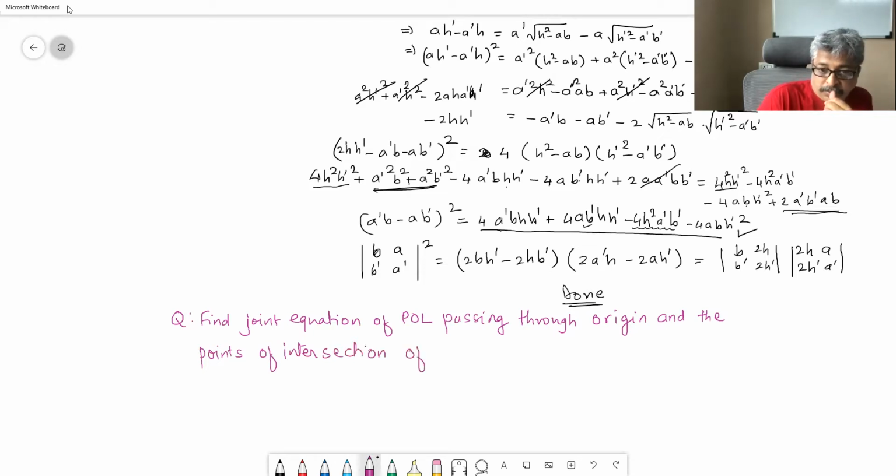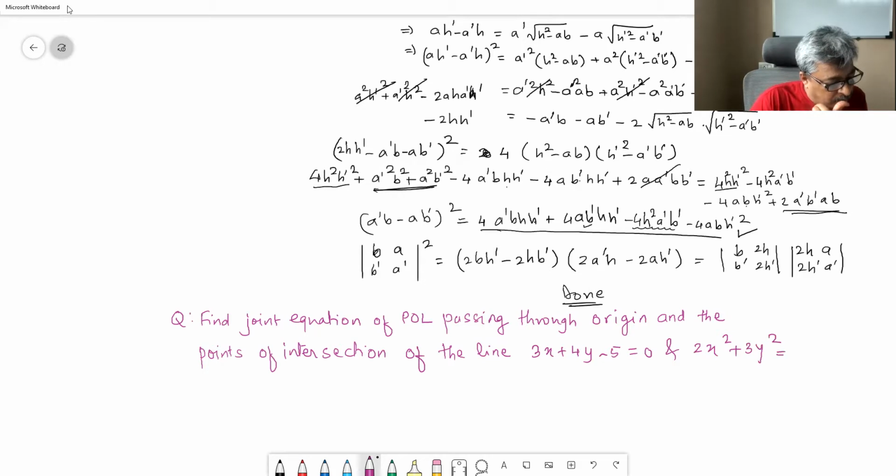The line 3x plus 4y minus 5 is equal to 0 and the conic 2x square plus 3y square is equal to 5. You don't know what this conic is, but this line intersects this conic at 2 points, say A and B. What is the joint equation of the pair of lines passing through A and B and the origin? That is the question.